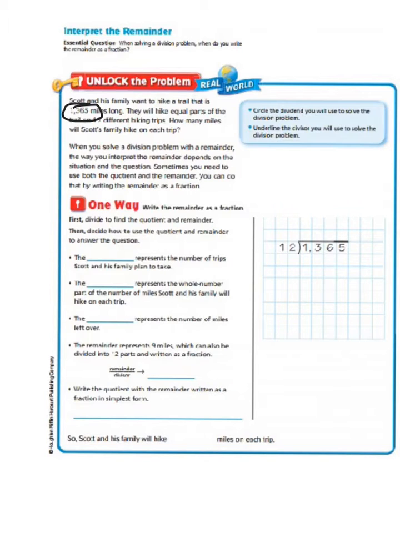Well, they're doing it in equal parts, which lets us know that we will be using division to solve it, on 12 different hiking trips. So we know that 12, we're taking our dividend and dividing it into 12 different groups. So our 12 becomes our divisor.